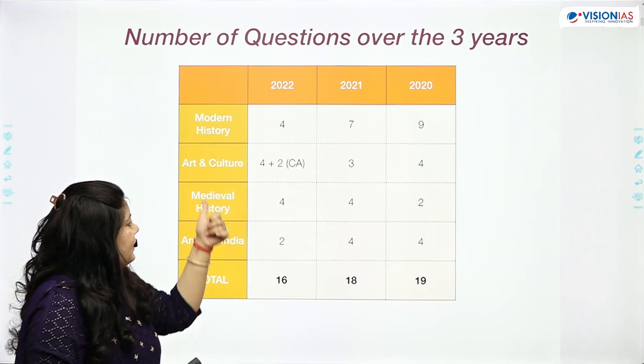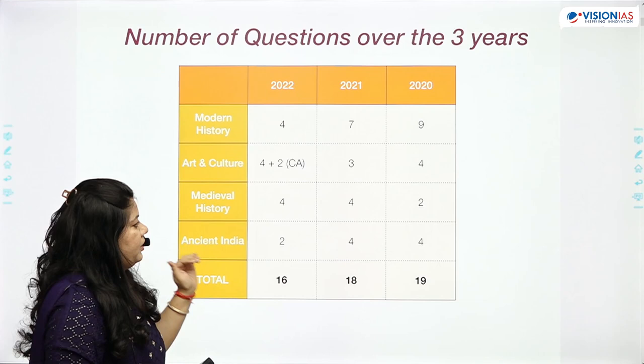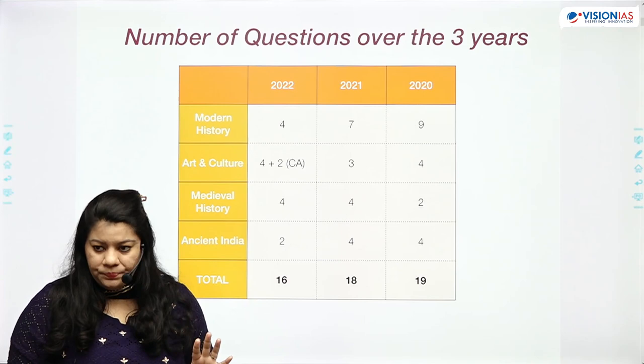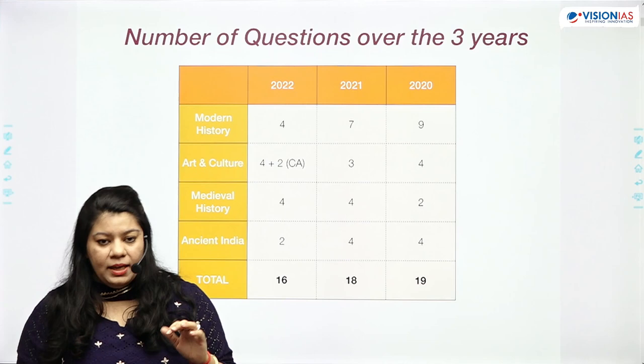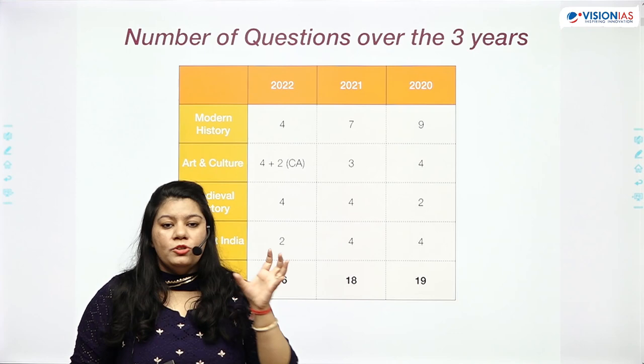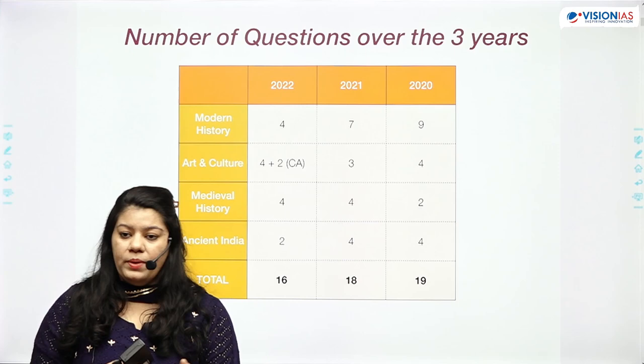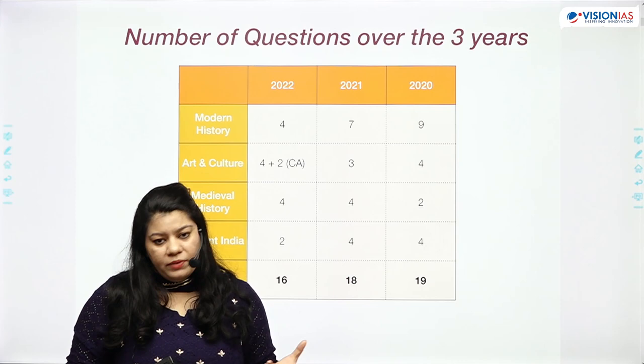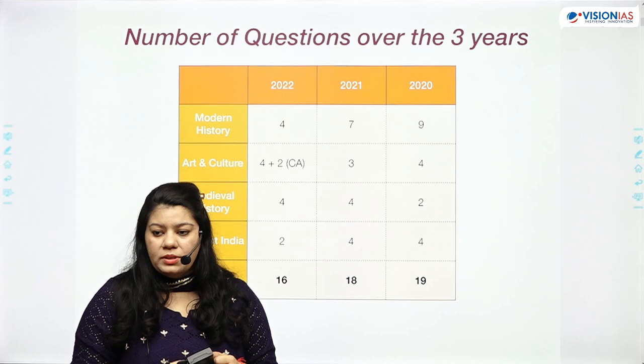Second, if you are seeing art and culture, medieval Indian history and ancient India, more or less the number of questions have remained the same. Coming back to the topics UPSC has dealt with, the topics have largely been on predictable lines. The main topics: there is a question on literature, on a Buddhist scholar, on the Delhi Sultanate. Even the Mongol invasion is important when you're reading regional kingdoms or the invasion of India by Mongols. So this is also a relevant topic.